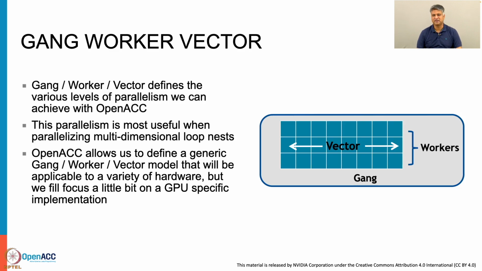For example, looking at this image, you typically have a multi-dimensional work package. So you have the entire gang which works on the entire 2 by 2 or 3 by 2 or n by n matrix. A vector can be assigned to a single row or a single column, and then you have a series of vectors working together as workers, and this whole package is known as a gang.